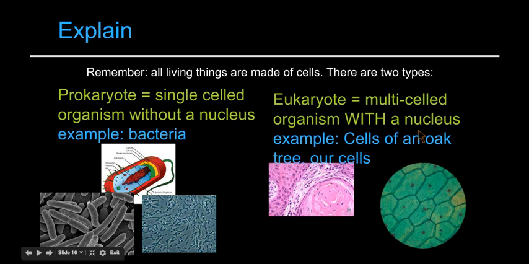An example of a eukaryote are these right here. This is the cells of an oak tree leaf under a microscope, and these are human skin cells. You can see these dark areas in each of these cells. That's the cell's nucleus. That means they're eukaryotes. They have a nucleus, they're eukaryotes. If they don't have a nucleus, like here, they are prokaryotes.